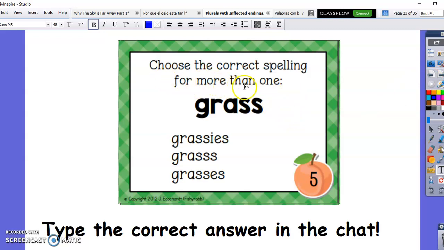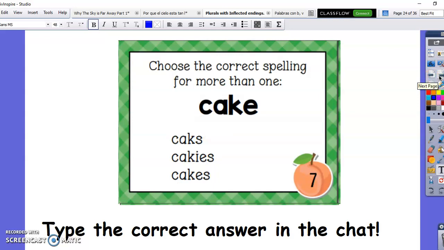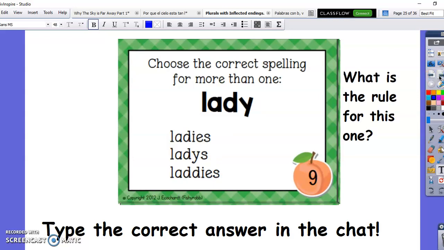Do you remember what the rule is for the words that end with S, like glass? Glass ends with S, so we have to add what at the end? ES. So then the correct plural for glass would be glasses. There's more examples there. Don't forget, again, the rule with the Y. When a word ends with Y, you change the Y to an I and add ES.